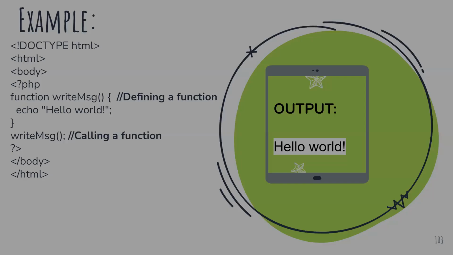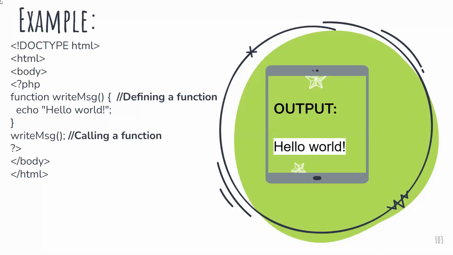Example of a user-defined function. Here, this particular function results in the output of hello world. Here the function is defined using the keyword function, followed by a prototype, and writeMessage is the function name. In this way, we will define a function, and after the block of code of the function follows writeMessage, which we are using to call the function. Hence, after the body of the execution is completed, it outputs on the screen hello world.